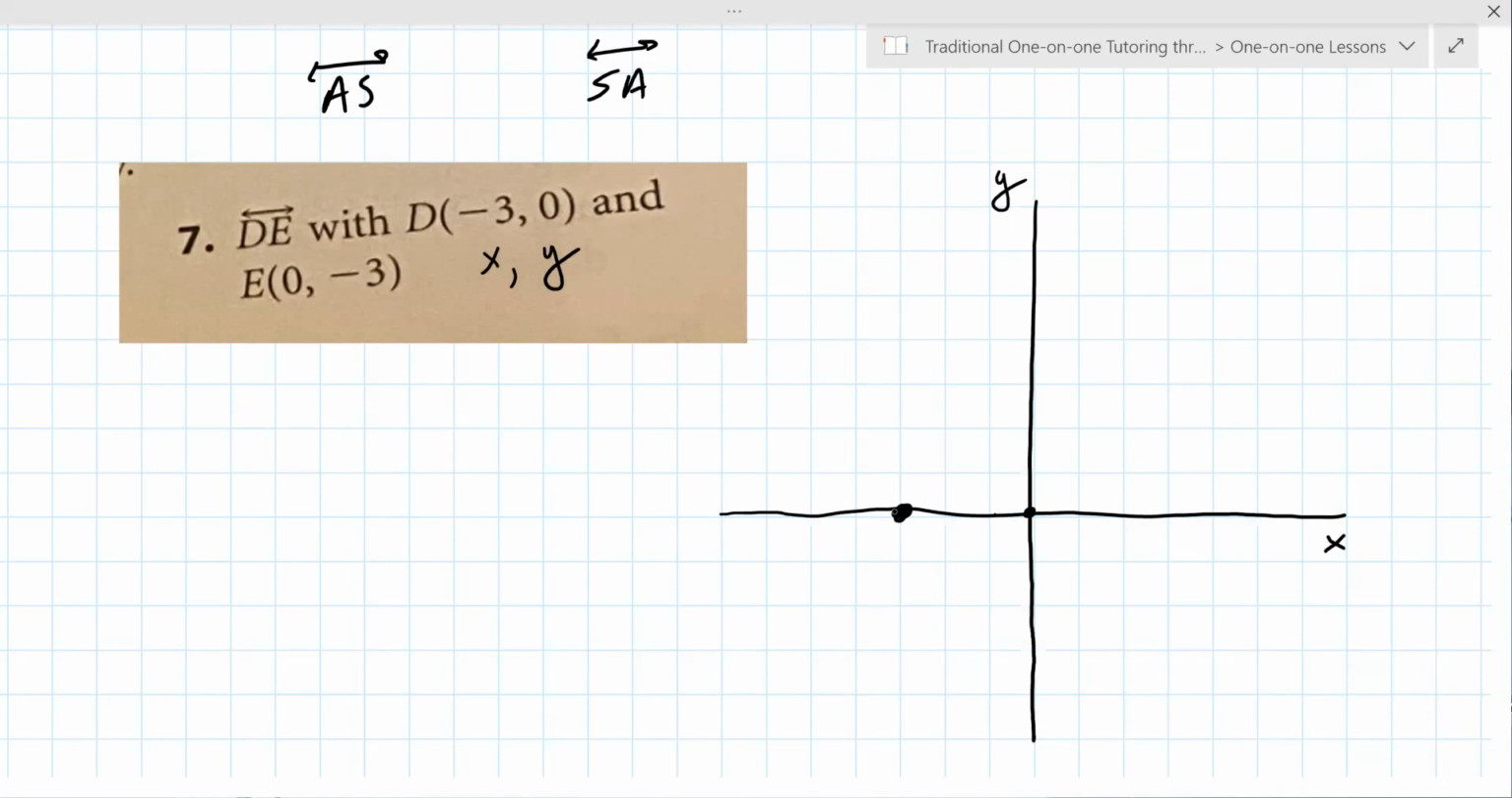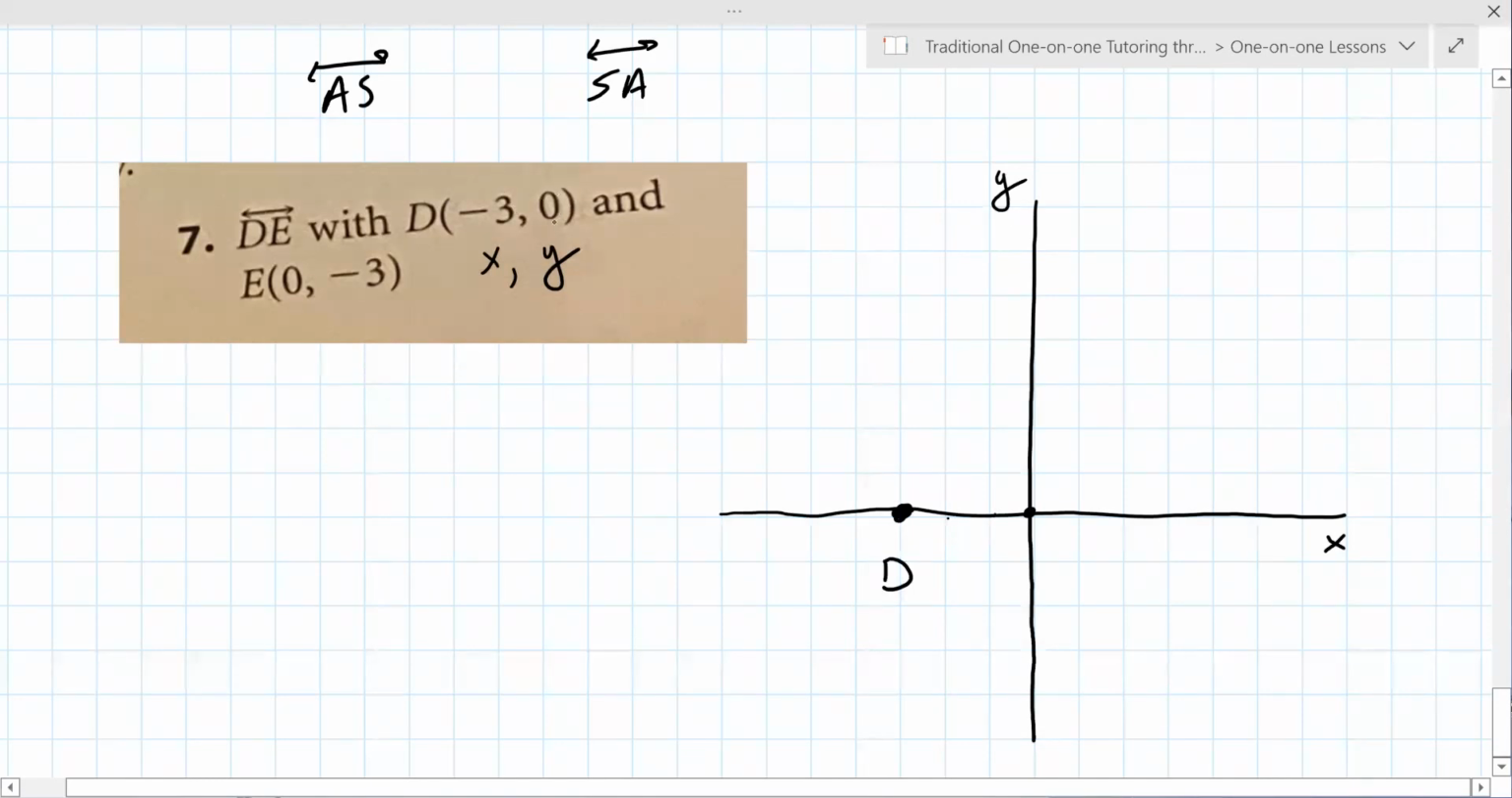All right, we got it. Okay, so D is this point, 3 units left, and then 0 for Y. So you go 3 units left right there. E, X comma Y. It's 0, meaning you don't go left or right, and then you go down 3 units. There's E.